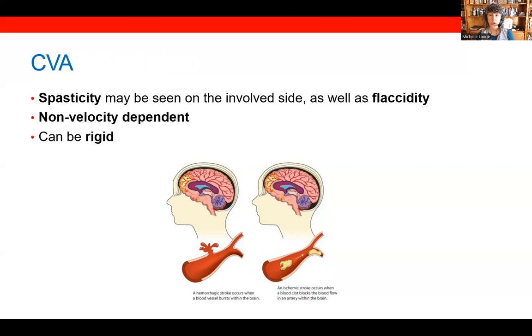So in a stroke, we have a stroke on one side of the brain and we see the involvement on the opposite side. So if someone has had a stroke in the left side of their brain, we'll see these changes in the right side. It could be that we mostly see this in the upper extremities, but it often involves that entire side of the body, hence hemiplegia.